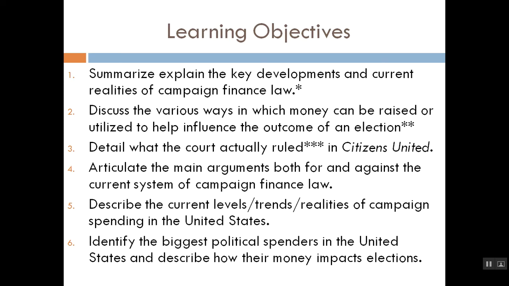contrary to popular misconception. The fourth learning objective asks for you to articulate the main arguments both for and against Citizens United and the current system of campaign finance law that it created. The fifth learning objective is to describe the current levels, trends, and realities of campaign spending in the United States of America. And then finally, our sixth learning objective asks for you, the student, to identify the biggest classes of political spender in the United States and to describe how their money impacts elections.